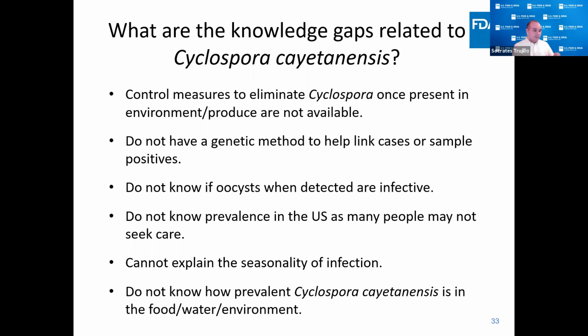As I indicated, we believe that 10 to 100 oocysts are required to produce this illness in humans. That is based on other parasites and some of the information that we have from sampling produce and waters. So we don't know the specific infective dose, and we have a lot of questions about that.